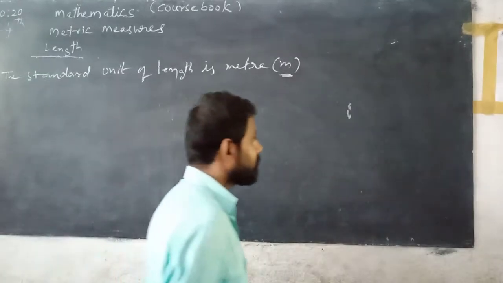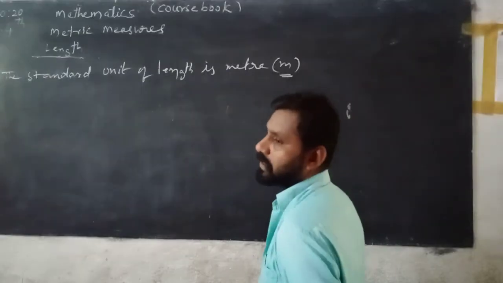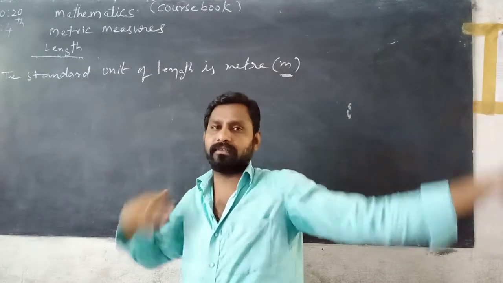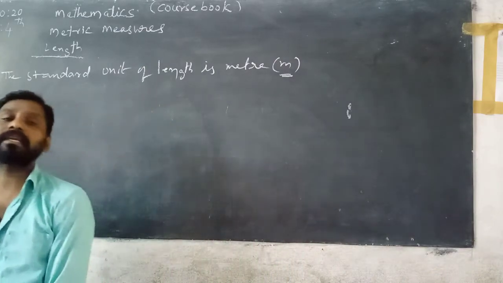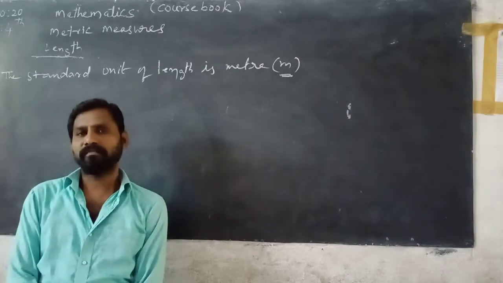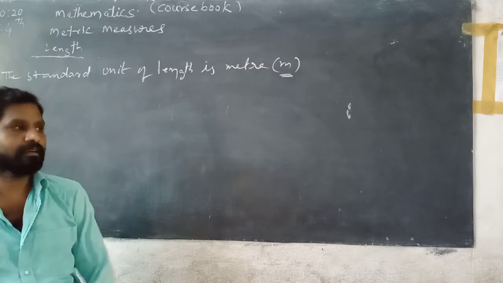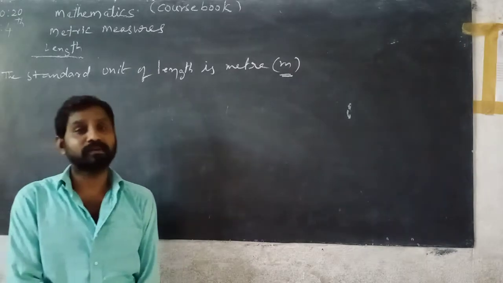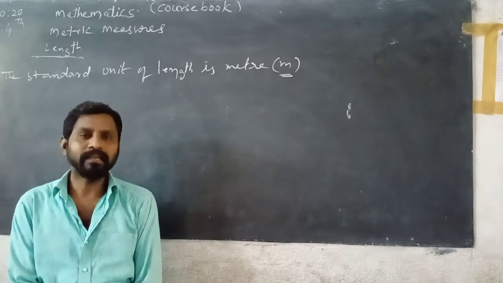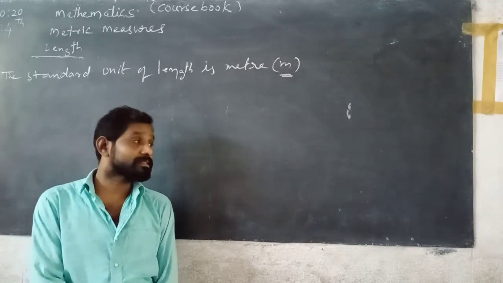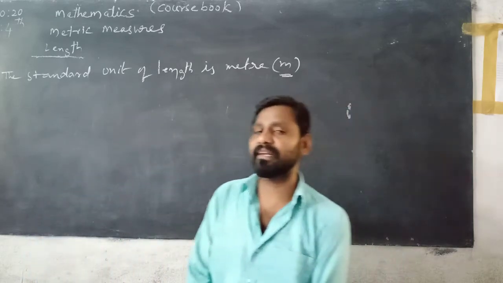See here, some of the objects are measured in kilometers, long objects. Some of the objects are measured in meters, medium objects, like our glass. Some of the smaller objects are measured in millimeters.